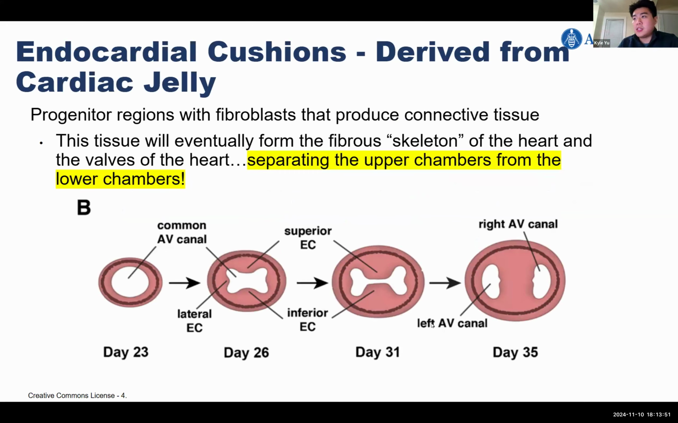And again, the tissues from the cardiac jelly form the fibroskeleton of the heart and the valves, the atrioventricular valves of the heart, which will separate the atria from the ventricles. So this is a cross section of the heart tube. You have these endocardial cushions. They're producing more cells, and they pinch off right here, and then you form the left and right AV canals. With the right canal, you'd have the tricuspid valve. With the left, you'd have the mitral valve, or the bicuspid valve, and that's how you form the septation between your atria and your ventricles.